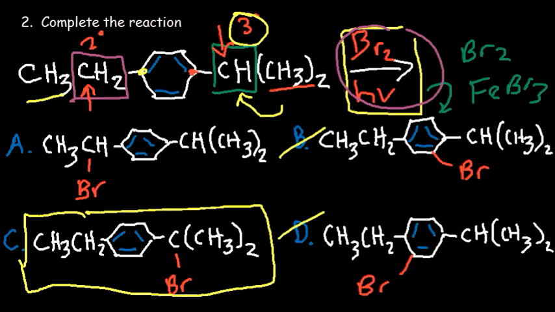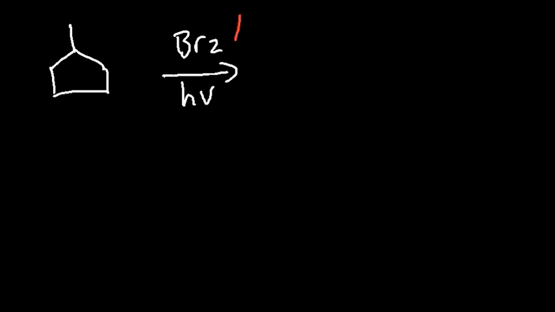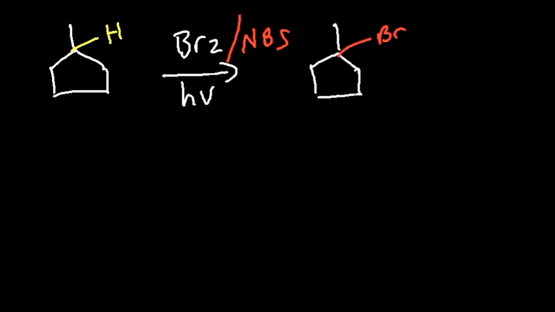Let's review some reactions associated with bromine. So let's say if you have an alkane and you use Br2 with hv. By the way, it has the same effect as using NBS. It's a radical bromination reaction. Now what's going to happen is bromine will selectively replace the tertiary hydrogen. So it's just going to add a Br to the tertiary carbon.